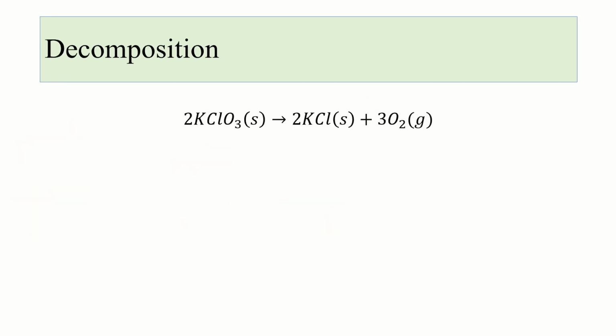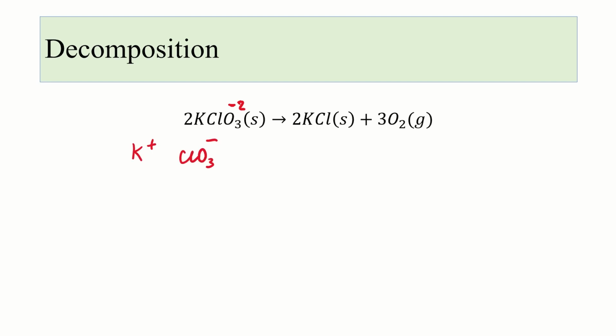The second type of redox reaction is called decomposition. For example, potassium chlorate decomposes to potassium chloride and oxygen. Decomposition often involves heating. So let's assign oxidation states for all the atoms in this example. Oxygen has -2 oxidation state. Now, potassium chlorate is an ionic compound. We can break it down into ions, K+ and ClO3-.